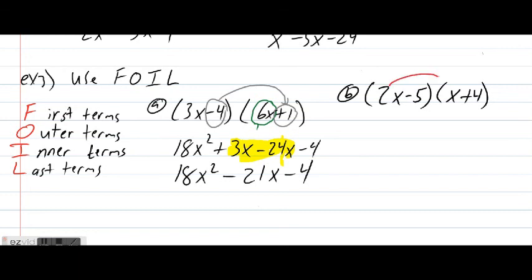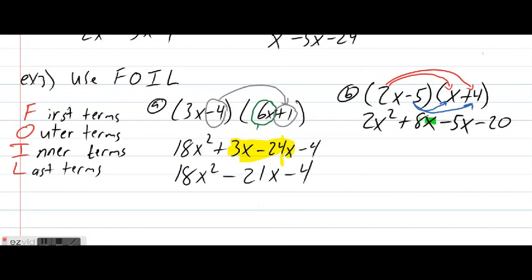Alright, so the first terms, 2x times x, 2x squared. 2x times 4, the two outside terms, plus 8x. Now let's look at the inside terms. Negative 5 times x. Do not forget that negative sign. So negative 5 times x, negative 5x. And then negative 5 times 4. Those are the last two, the last terms. We end up with negative 20.